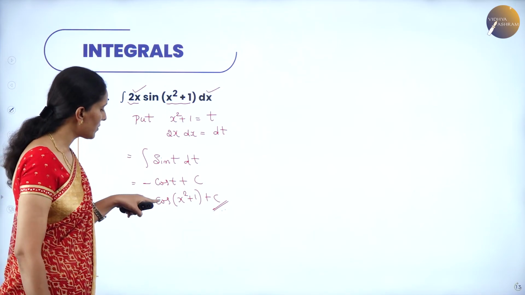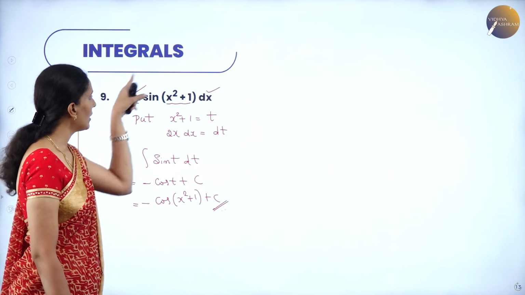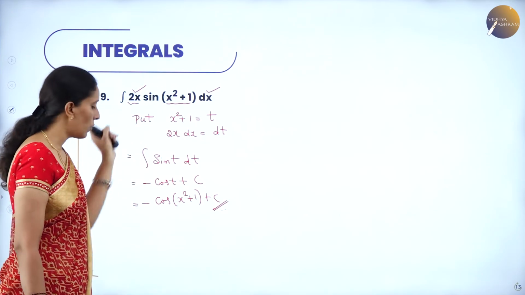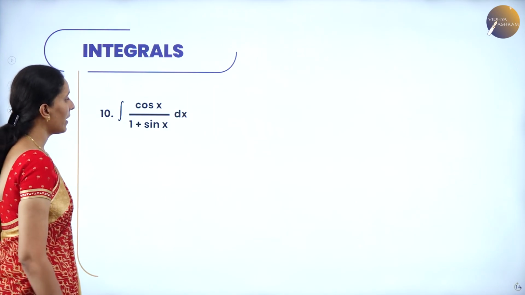So when you differentiate this function, you will get back the same 2x sin(x²+1). That is why the derivative is always given, whose function has to be found. Next, cos x divided by 1 plus sin x.